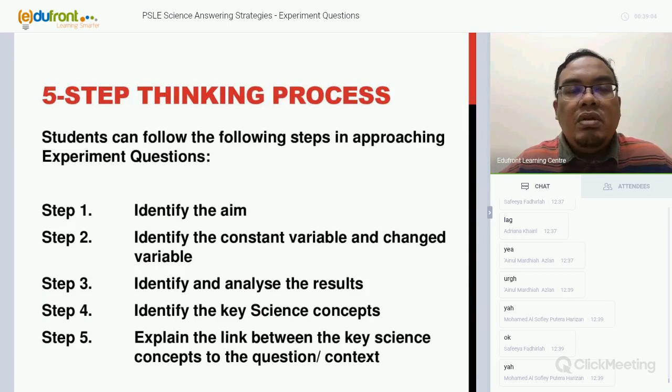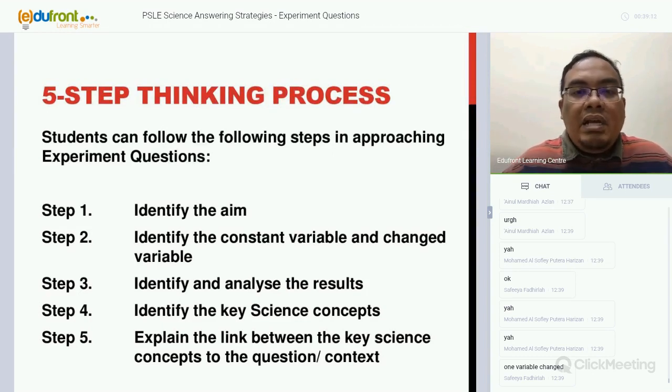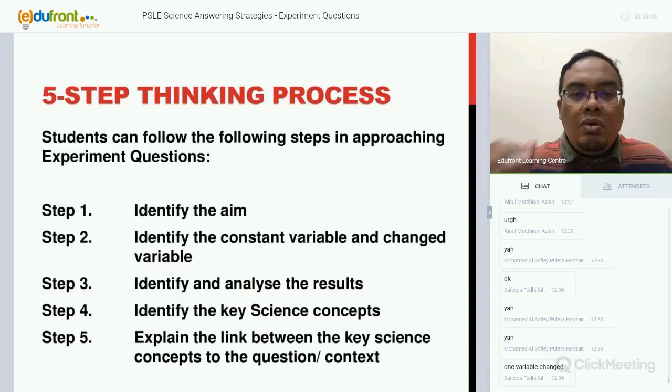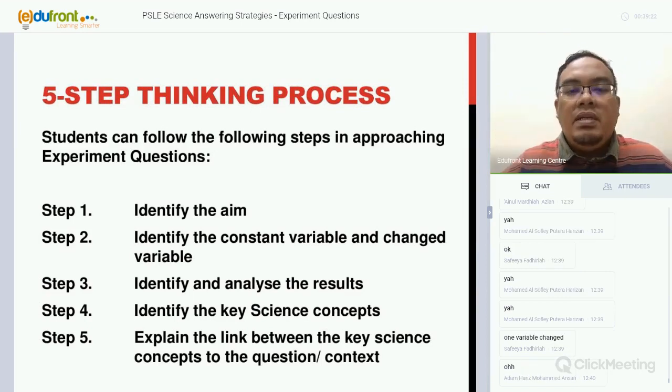Sometimes in the question they ask you to modify or change the setup. How would you change the setup to make it a fair test? So you must refer back to the aim of the experiment. By looking at the aim of the experiment, you will know exactly what the change variable is, and take note of the change variable. Okay?